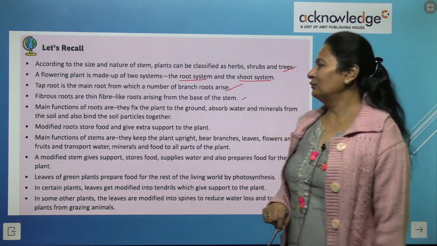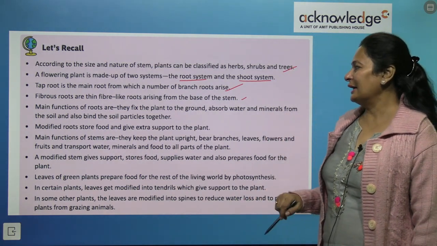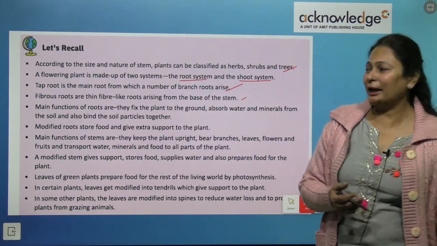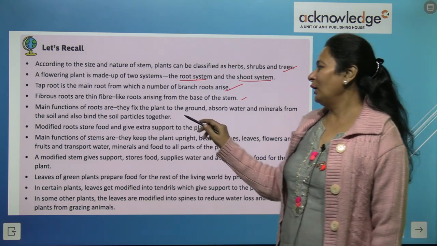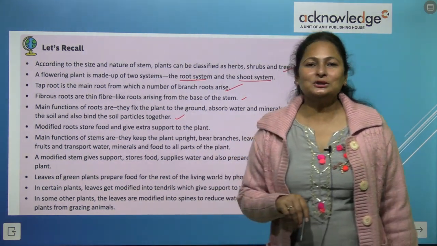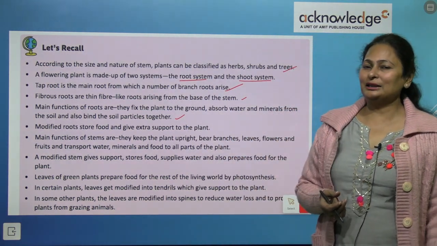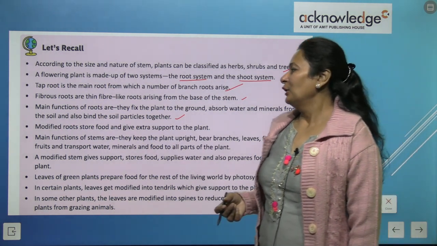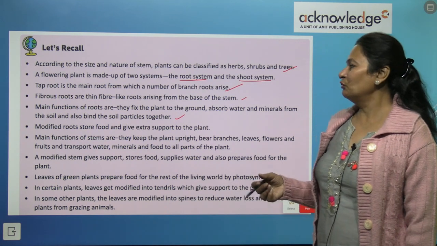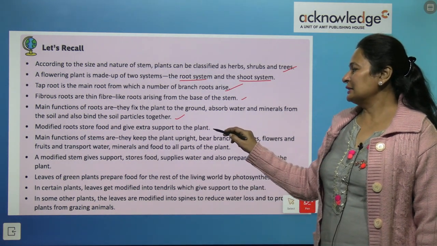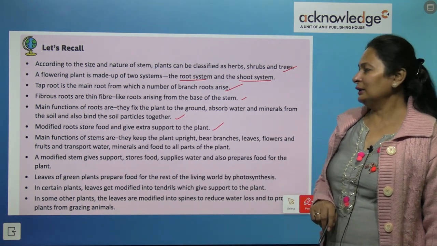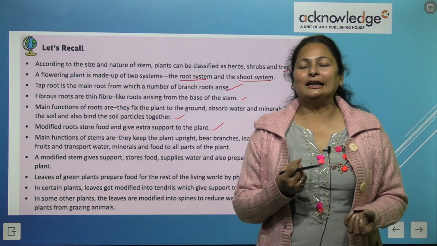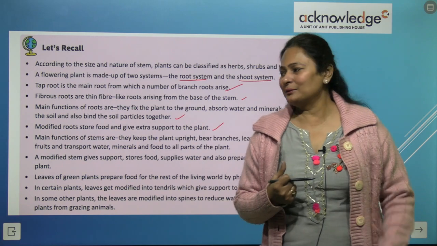Main functions of roots we already discussed, that it fixes the plants into the ground, absorbs water and minerals from the soil, and it also holds the soil firmly so that soil erosion can be prevented. Modified roots store food and give extra support to the plant, right? Modified root, modified leaves, modified stems.